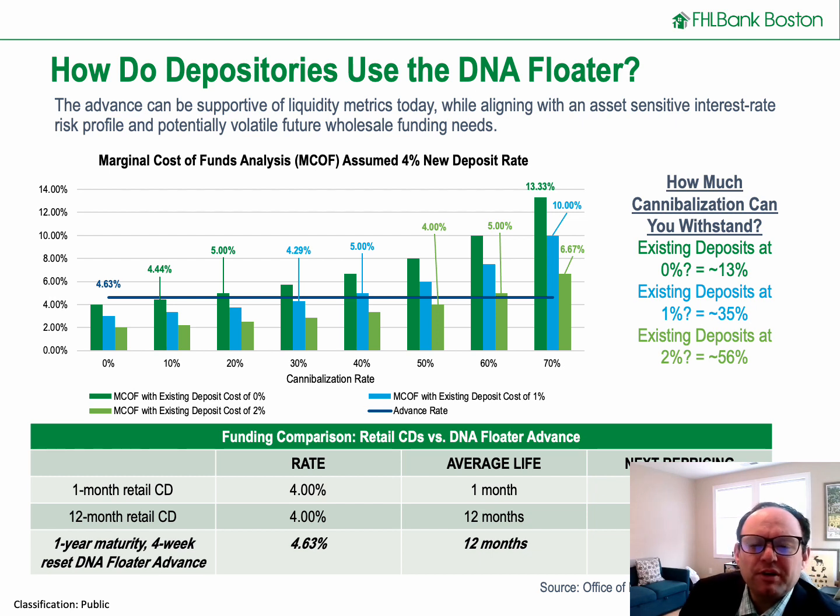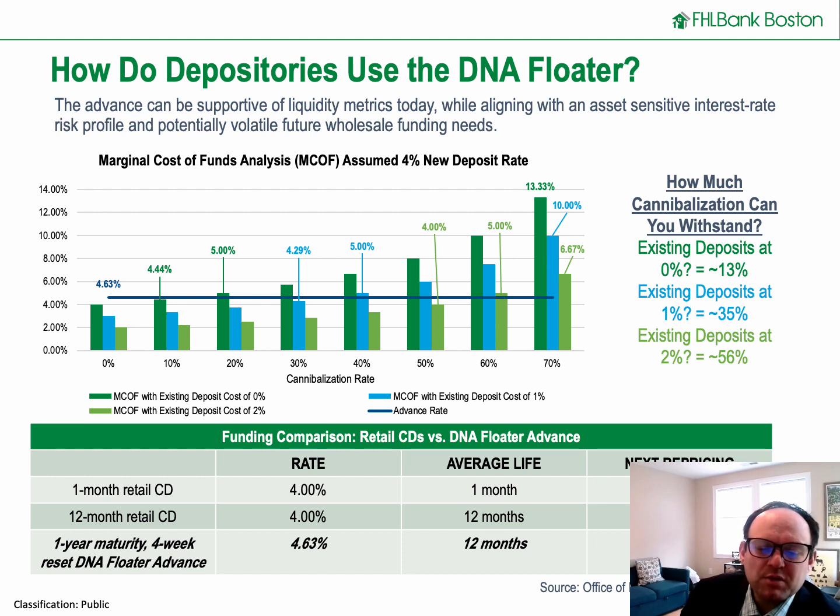But with the DNA floater, you have the benefit of separating out the interest rate component and the liquidity component. So you get the benefit of having a 12-month maturity, but you get the repricing frequency coming every month. If we were in a scenario where the Fed pauses and pivots to rate cuts versus the hiking cycle that they've currently been on, then the DNA floater would rapidly adjust downwards in terms of the rate, but you'd still have the benefit of the longer average life supporting your liquidity metrics.